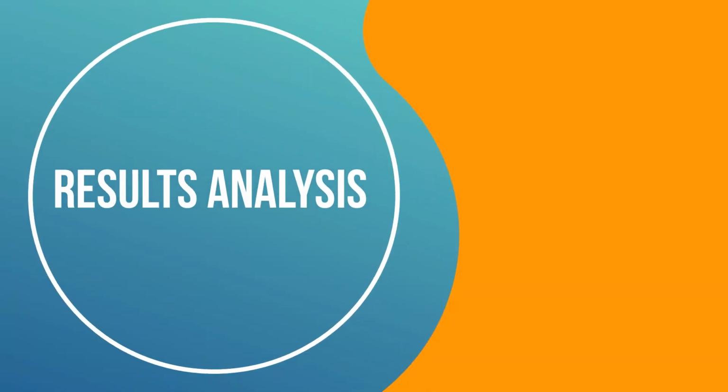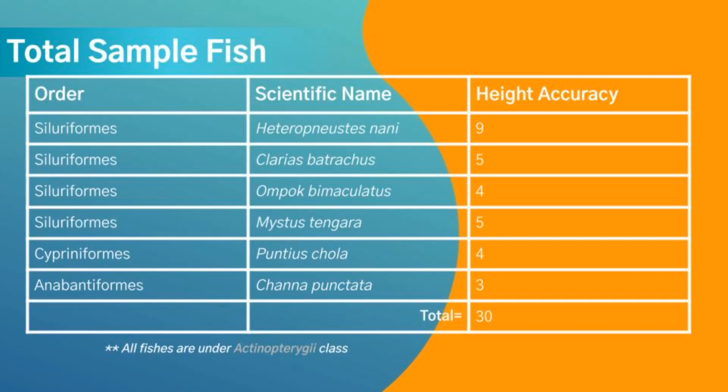Now let's see our model result. We have used total 30 fish as a sample of our project. All these fishes are under Actinopterygii class. We have used 6 different species under this class. Each species may have 9 samples, each are 5, each are 4 and each are 3.